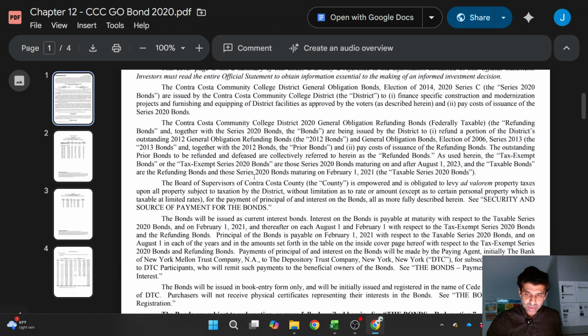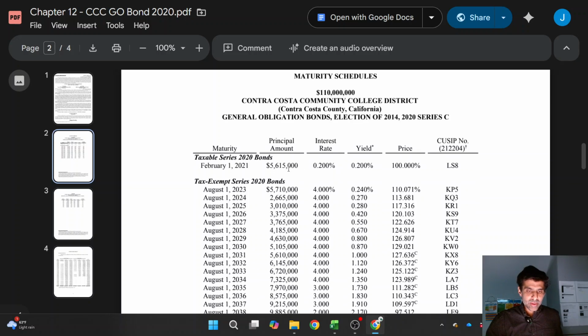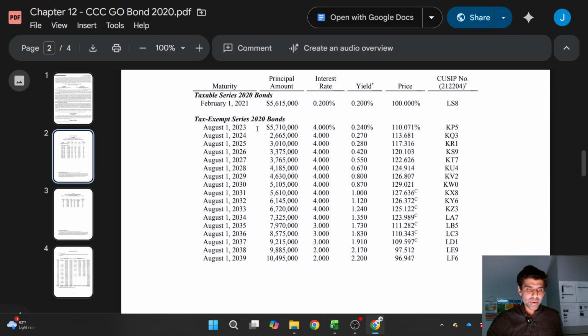What are some other details here? You can see here the payment schedule. This is the maturity schedule. This is how all this $110 million is going to get paid back. So there's one that just has one payment date. This is just one class of the bond, but this is another one. The interest rate is 4%. This is kind of the coupon.